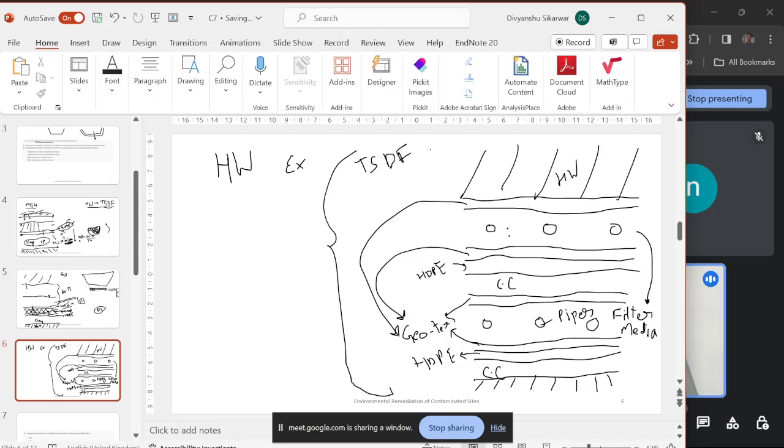So the first layer, this layer is basically geotextile, right? Geotextile. This is also geotextile. This is also geotextile. Why didn't we put an HDPE layer here? Otherwise, we are putting one HDPE layer everywhere where we are putting geotextile.